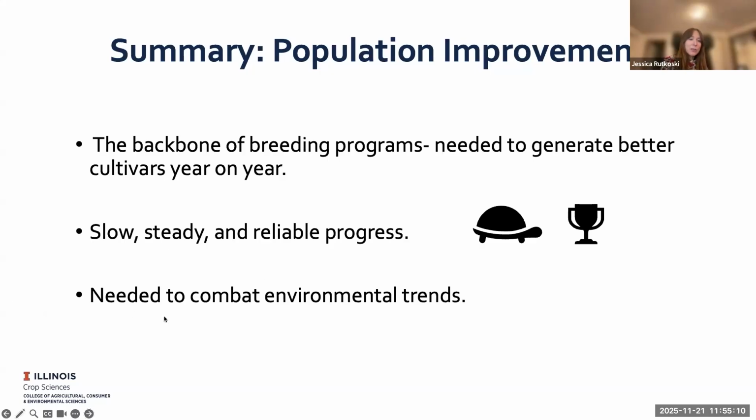Now, also, we need population improvement just to combat environmental trends. So if plant breeders just stopped doing their jobs today and said, okay, we're going to stop all breeding, we would actually see yields decline because of these changes. So that's just another reason why we need to keep doing breeding. Some people even call this maintenance breeding. So when we talk about disease resistance, sometimes you just need to maintain resistance because pathogens are evolving.